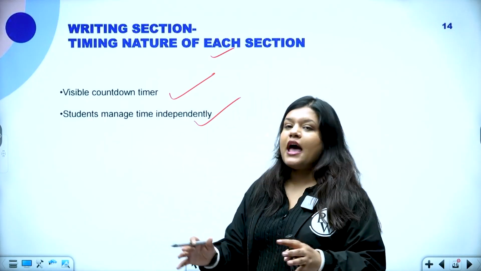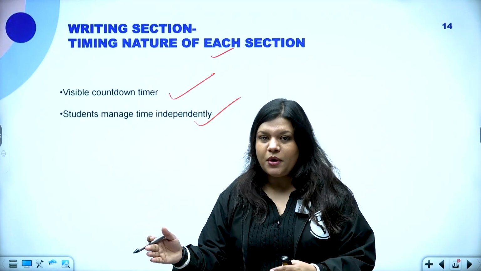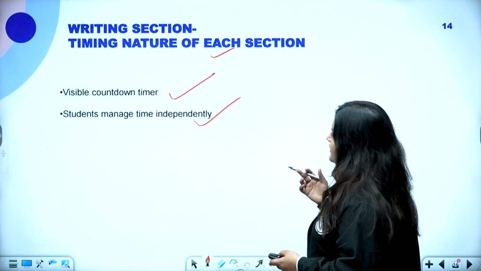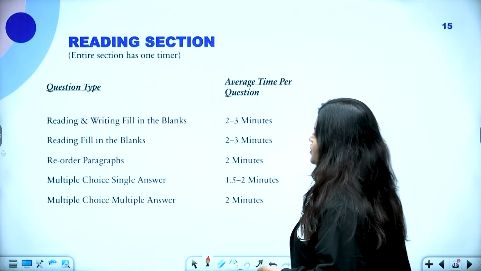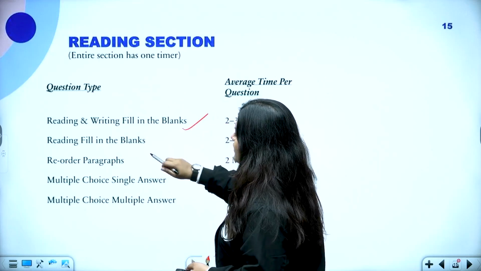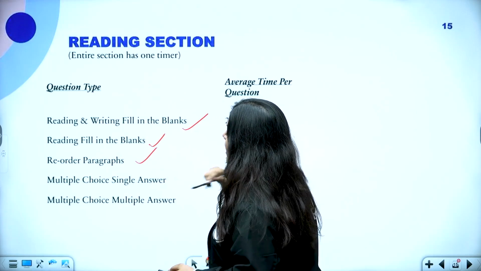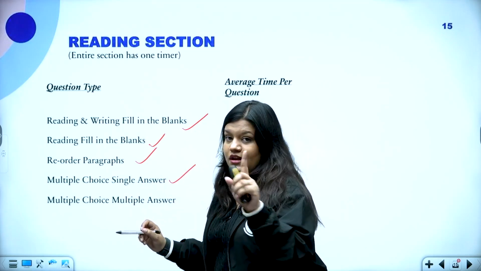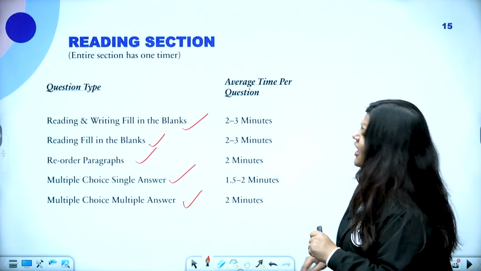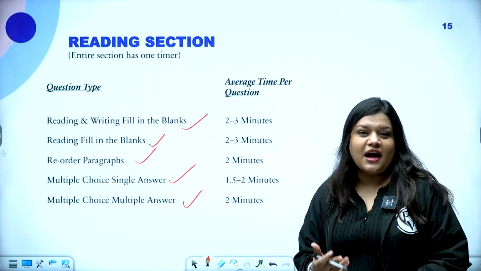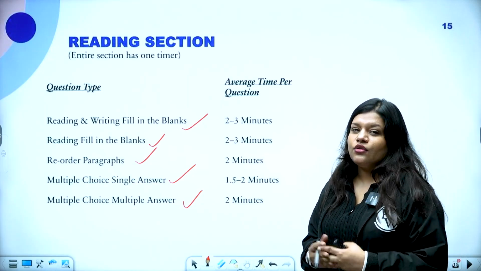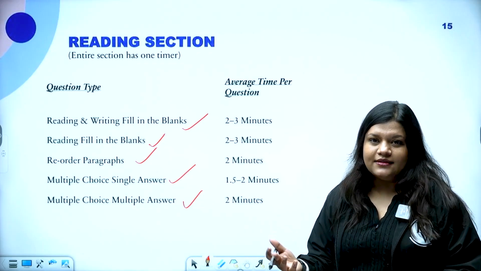Okay, so they do not have a perfect timer for each and every question. Of course, you need to cater to the timing independently and take the decision accordingly. The reading section has 5 different kinds of questions: reading and writing fill in the blanks, reading fill in the blanks, reorder paragraph, MCQ with single answer, and MCQ with multiple answers. Here are the average times per question that you need to allocate, already provided. Make sure you have a look at them, and you can make your study plans accordingly.